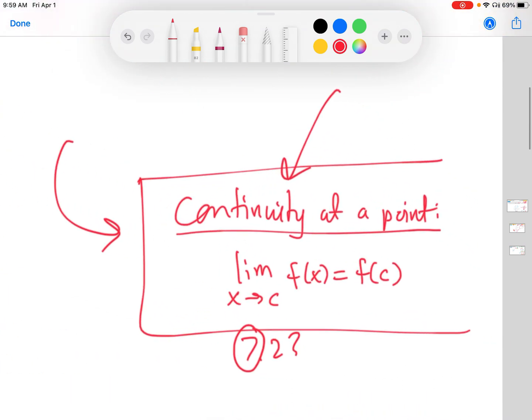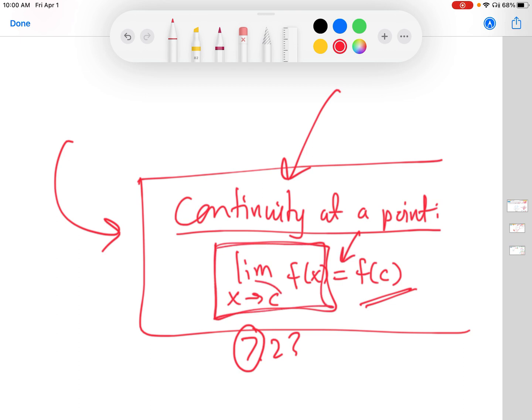But remember, long story short, for continuity, we have a 3-pronged criteria for the continuity of a function at a point. The function's value has to exist there. f of c has to be a number. The limit has to exist as x approaches c, and those two numbers have to be equal. Okay? And remember, the limit existing here, this is a 2-sided limit, so that itself has a 3-pronged criteria for existing.